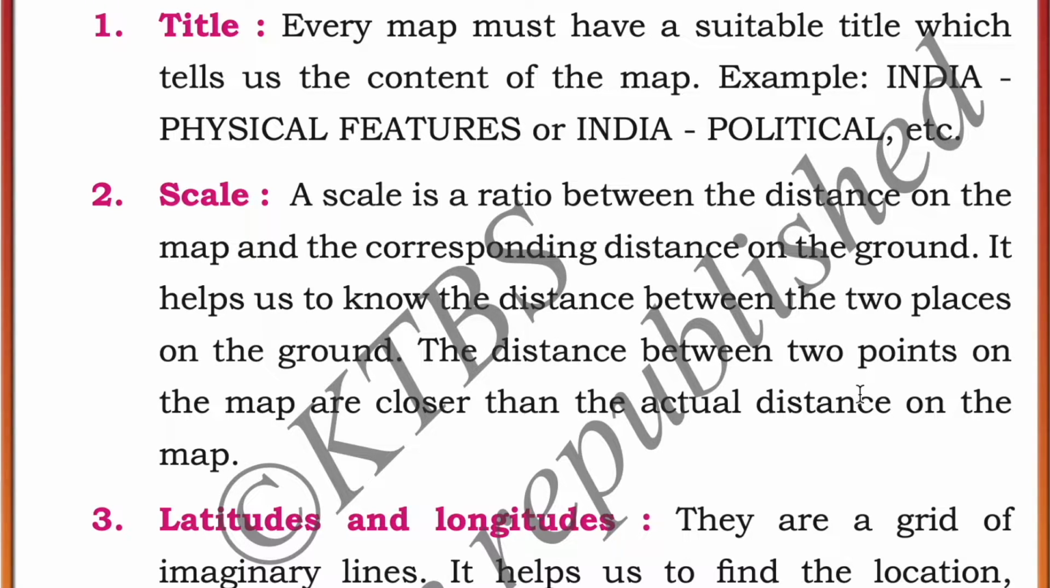The distance between 2 points on the map is closer than the actual distance on the ground. You see over here, because the map is much smaller, usually much smaller than the area that it's representing, the distance between 2 points on the map is closer than the actual distance. The scale gives us an idea about how 2 points are separated, or by what distance the 2 points are separated in the real world, using the ratio between the size of the map and the size of the actual place it's representing.